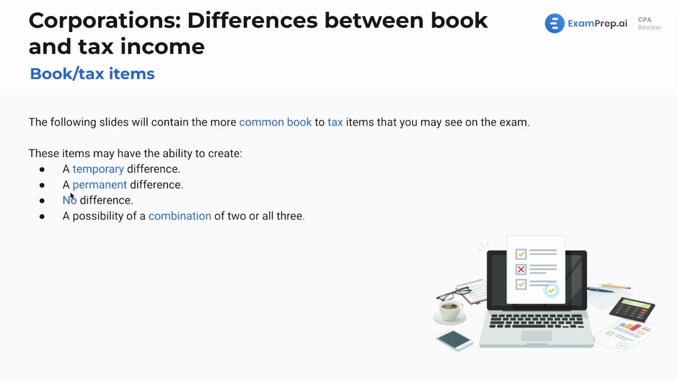So all of these items can create a temporary difference, a permanent difference, no difference at all, or a possibility of a combination of two or all three of these. So just depending on it, right? And let's dive through those examples rather than me, I'd probably start trying to get into it before even seeing those slides. So let's just see the actual slides and see what we're dealing with.